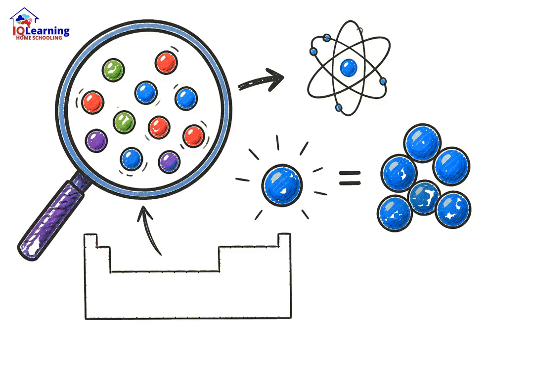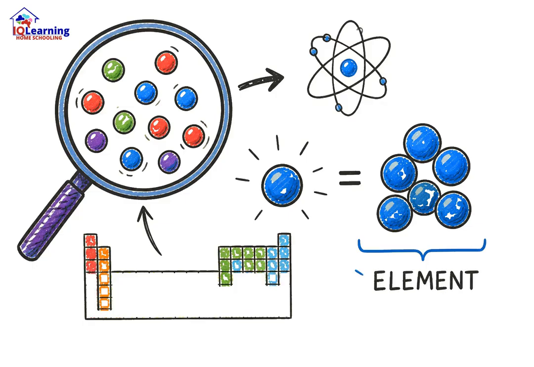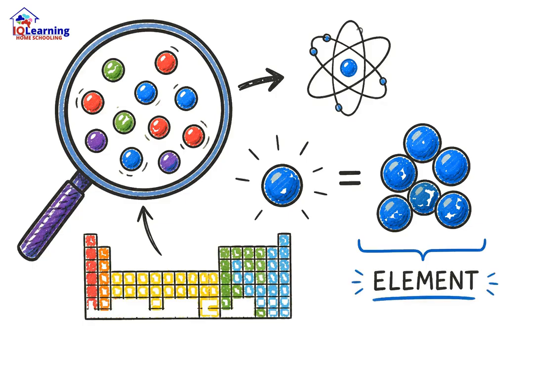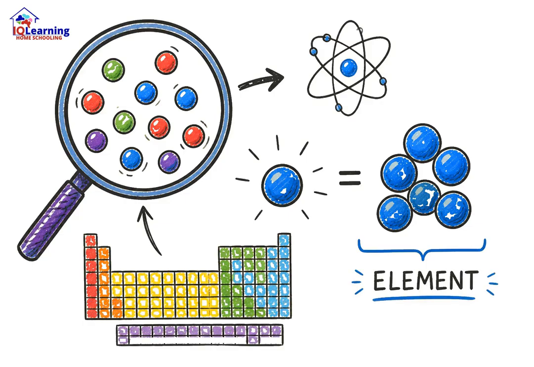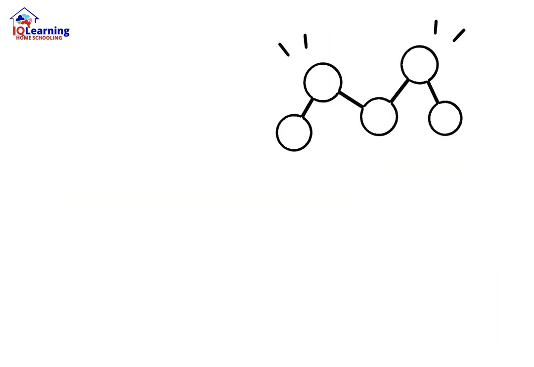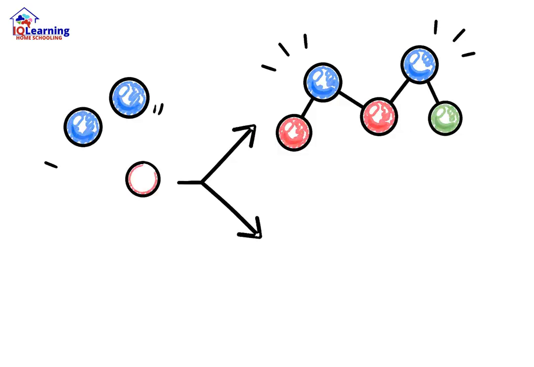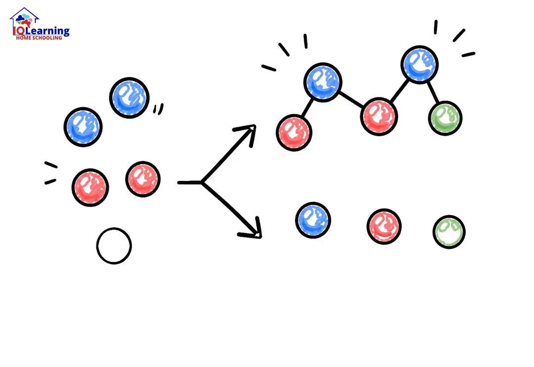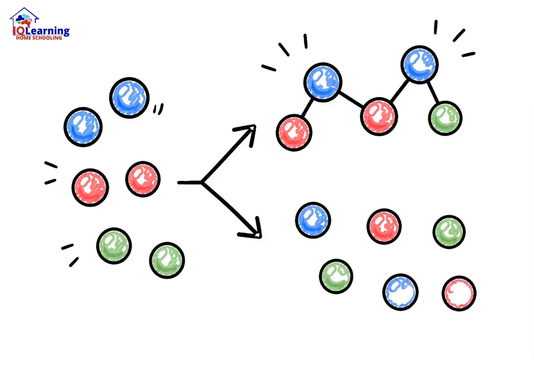When you have a substance made of only one type of atom, it's called an element. You can find all the known elements on the periodic table. But most things you encounter aren't pure elements. They are combinations of different types of atoms. This is where we get to the difference between a compound and a mixture.